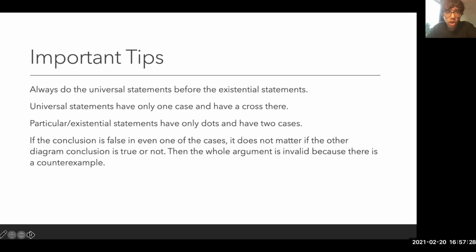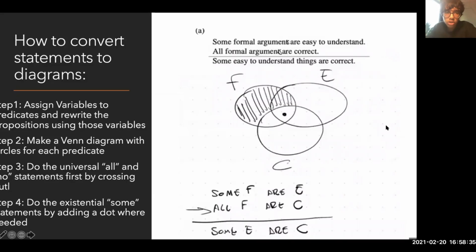In some cases, you'll come across two different diagrams and you need to test the conclusion in both those diagrams. If the conclusion is not true in either one of those diagrams, then we know that the argument as a whole, the syllogism, is invalid. If the conclusion is false in one of the cases, it does not matter whether it's true in the other. The whole argument becomes invalid. So for it to be valid, you need to make sure that the conclusion is true in both cases.